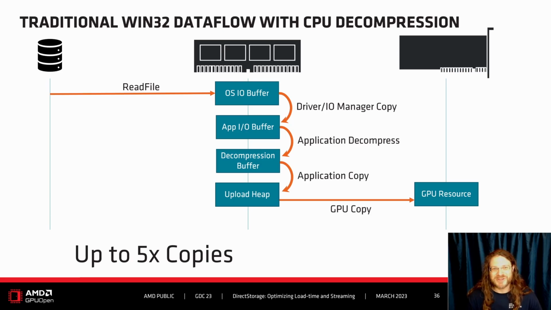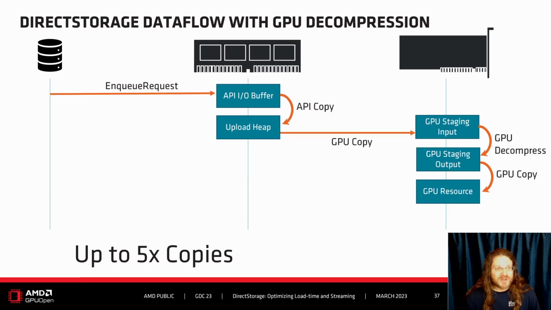It's important to note that these are mostly done in system memory, and that may not be the most efficient place to do it. Direct storage improves the data flow. First, the request is enqueued, and the data is copied into the API's IO buffer, which is then copied into an upload heap, and a GPU copy is made into a GPU staging input buffer. The GPU staging input buffer has the compressed data and is decompressed into a GPU staging output buffer. It is then copied from there into a GPU resource, as you would expect to use.